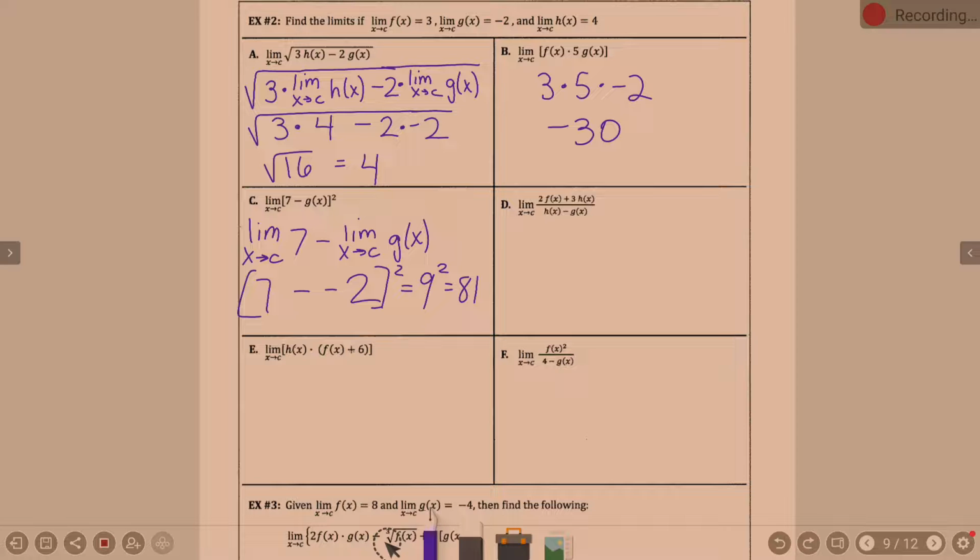D. The limit as x approaches c. 2 is 2. What's the limit of f of x? 3. Plus 3 times, what's the limit of h? 4. Over the limit of h minus the limit of g. The limit of h is 4 minus the limit of g is negative 2. Did I do my math right? Okay, matches my answer key. E.